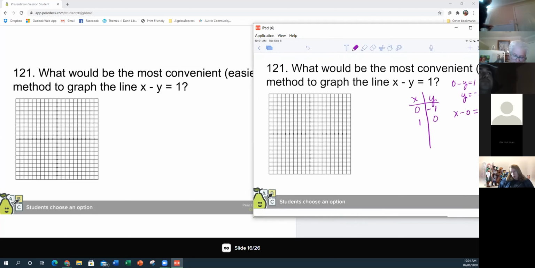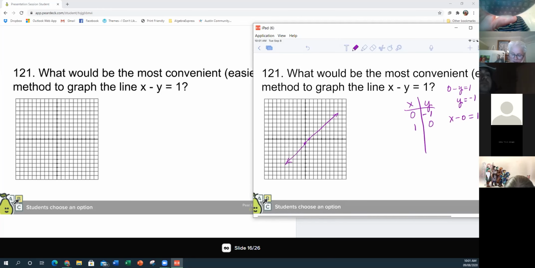So 0, -1 would be right here. 1, 0 would be right here. And then you just connect the points. So that would be the intercept method, because we found the X-intercept and the Y-intercept. That's a great way to do it. The slope-intercept method, would someone tell me what they would do if they used the slope-intercept method? Anyone that used that method?